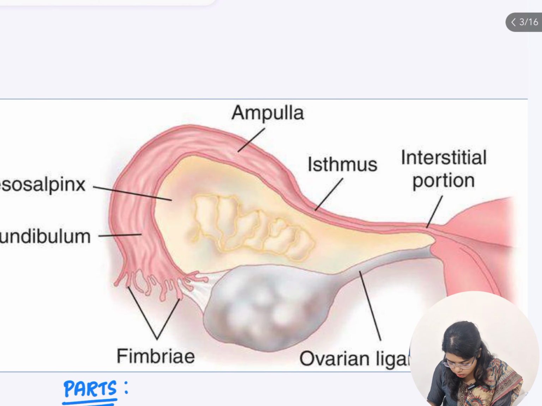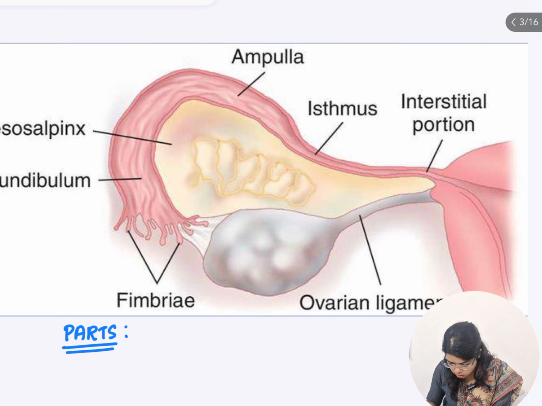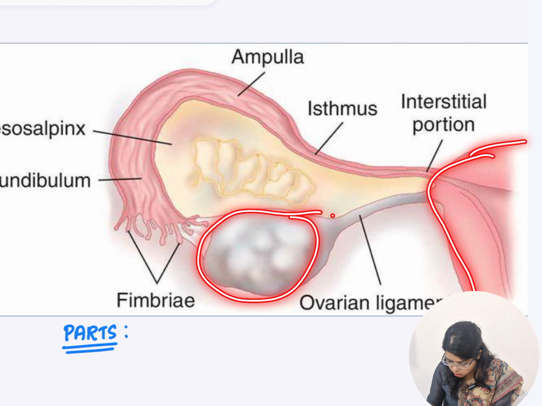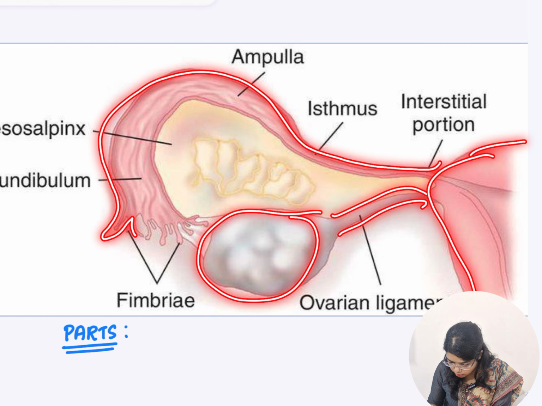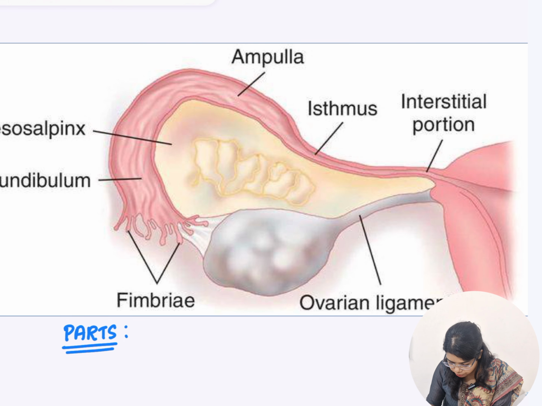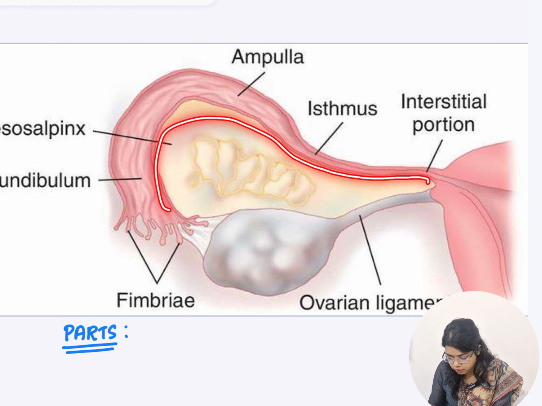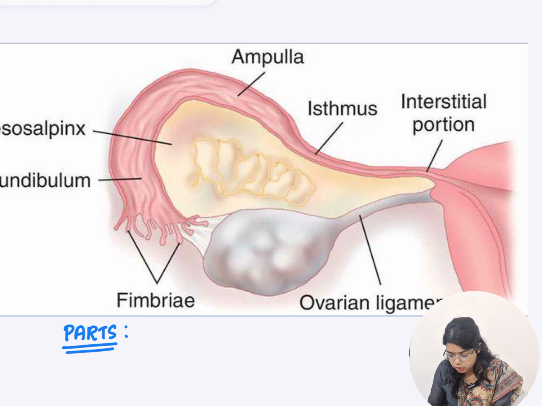Fine. See the structure. This is the fallopian tube. This one here is the uterus. This is the ovary. This is the ovarian ligament. This is the fallopian tube. This whole structure is the fallopian tube. I'm showing only one side here. The same structure is present on the other side also.